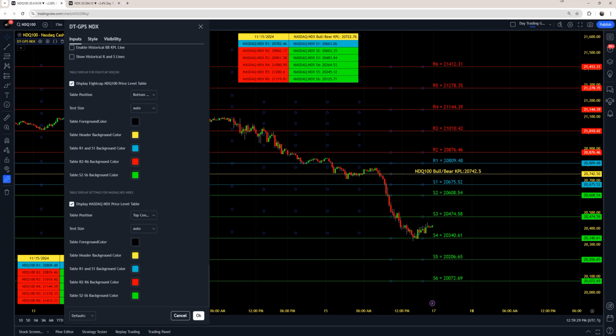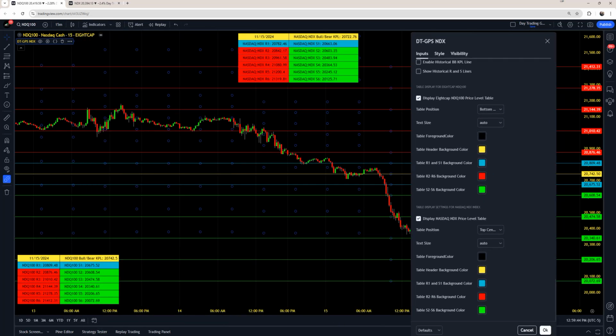Here you can change the table header background, which is the background color for R1 and S1, for R2 to R6, and S2 to S6, and you can individually control each one of the table displays. So if you even want a different look for one versus the other one, you could do that.